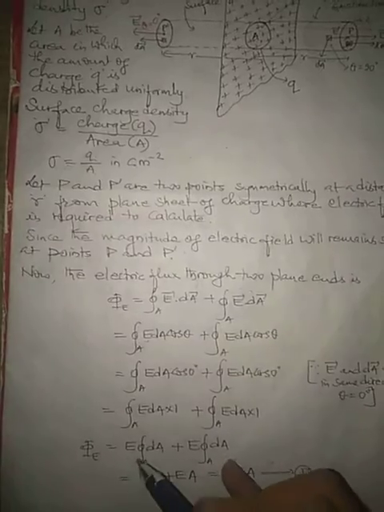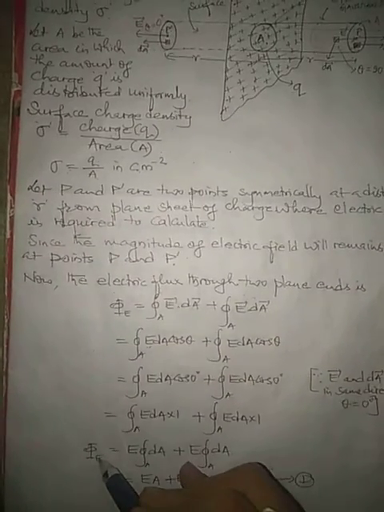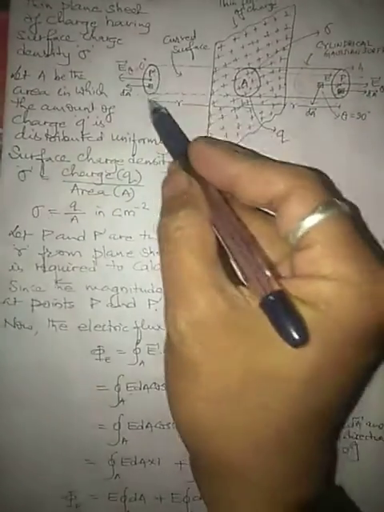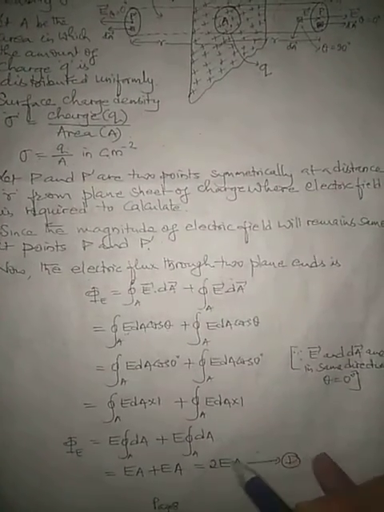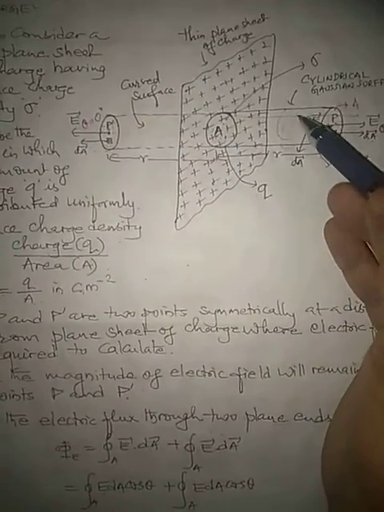Okay, so in the last video we discussed up to this relation: the electric flux due to the two ends of the cylindrical Gaussian surface is equal to 2EA, right? But we need to find the electric flux even for this curved surface.